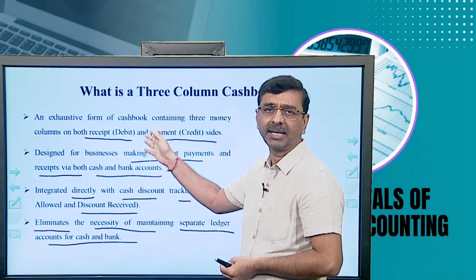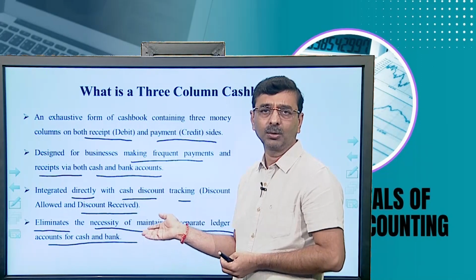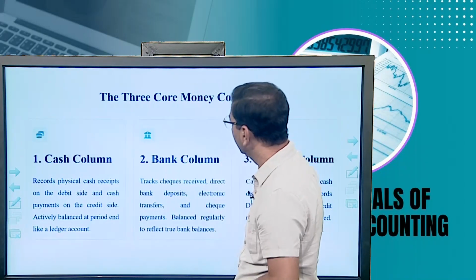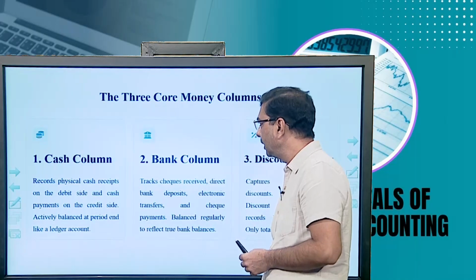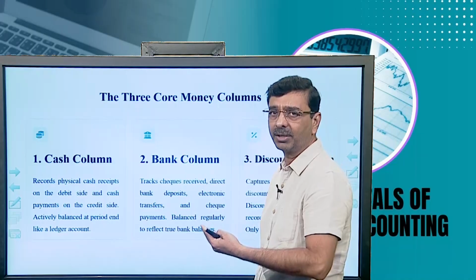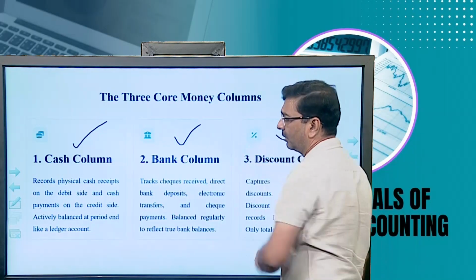You don't need to prepare the cash book and bank book in the ledger accounts, because you will be able to understand the closing balance at the end of the specific period. Now here are the three core money columns, which are the columns to be prepared on each side. As we already discussed, we are preparing a cash column, a bank column and a discount column.